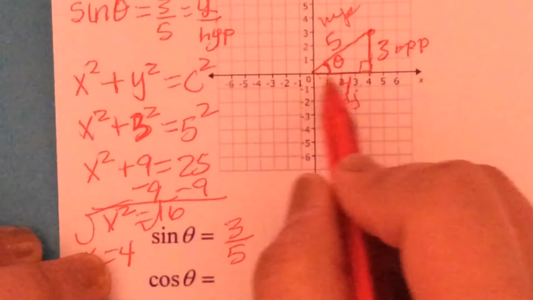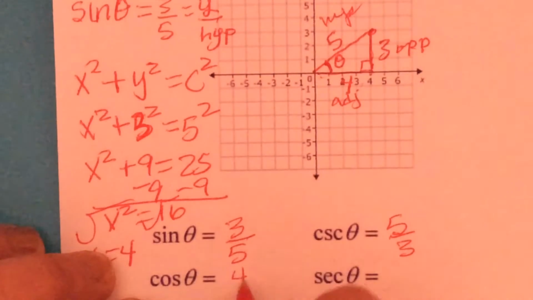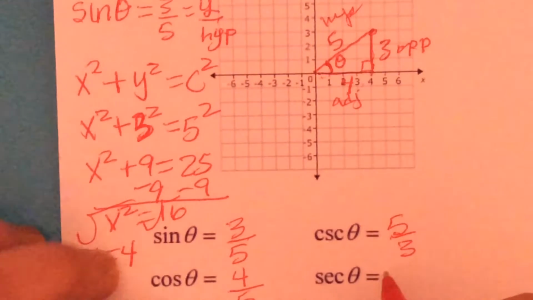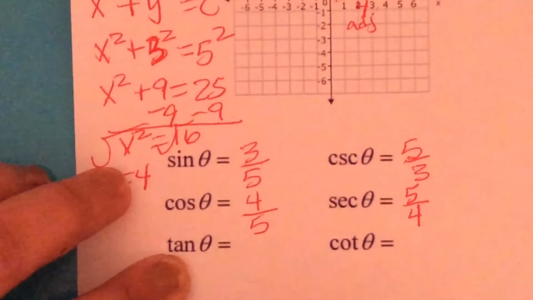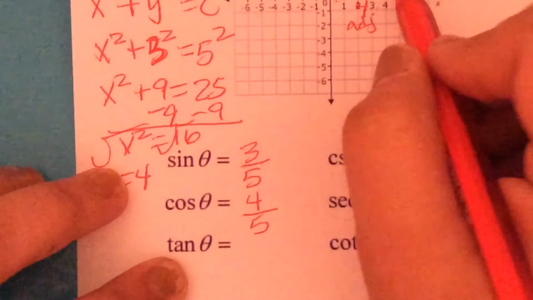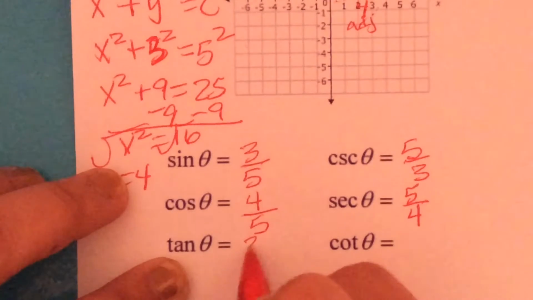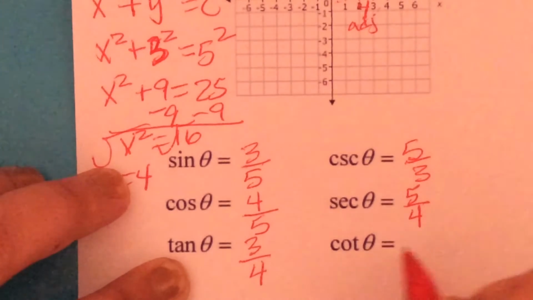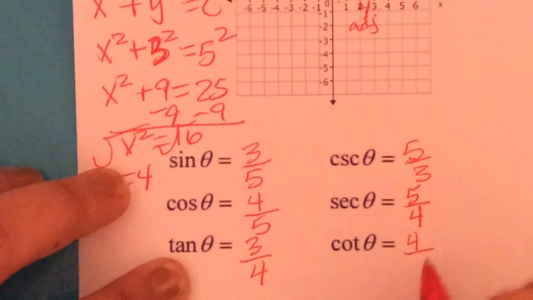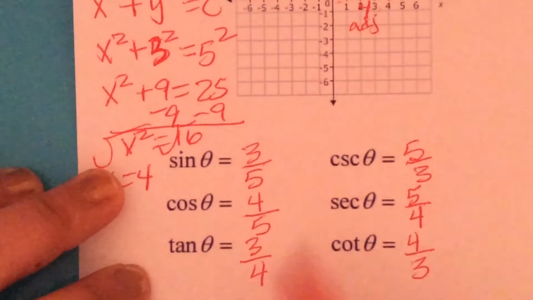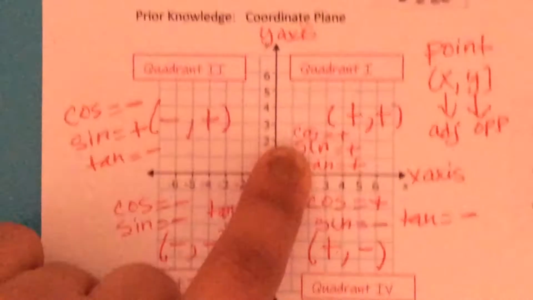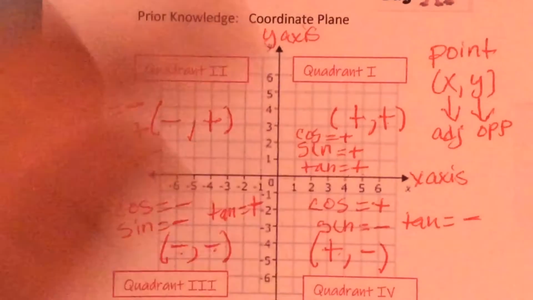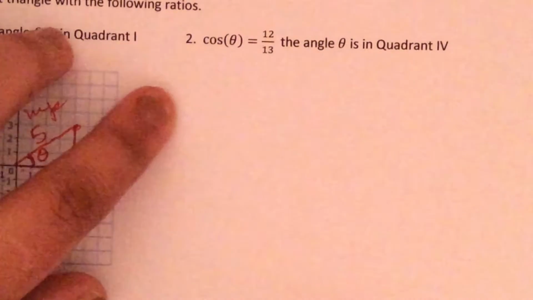The cosine is the adjacent, so 4 over the hypotenuse. And then the secant is the reciprocal, 5 over 4. The tangent is your opposite over adjacent, so it's going to be 3 over 4. And then the cotangent is the reciprocal, so 4 over 3. Notice that all of these are positive. We knew they were all positive because right here it said that the sine, cosine, and tangent are all positive. Okay, so let's move on to number 2 then.